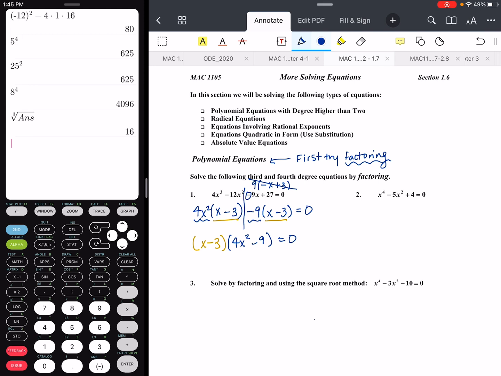And then from there, I have 4x squared minus 9 in that second factor. That can be factored further, right? So 4x squared minus 9, I can factor that using a difference of 2 squares technique. So I can factor that as 2x plus 3 times 2x minus 3. And then that original x minus 3, we'll just pull that down. And now we're going to set each factor equal to 0 to get 3 potential solutions here. So our first factor, x minus 3 equals 0. We solve that and get x equals 3.